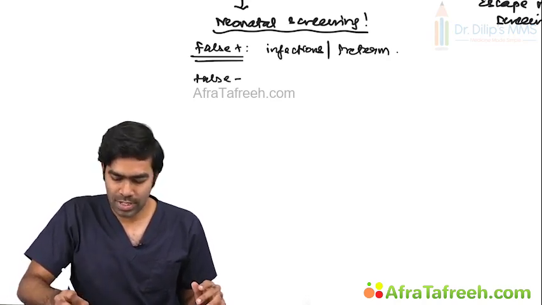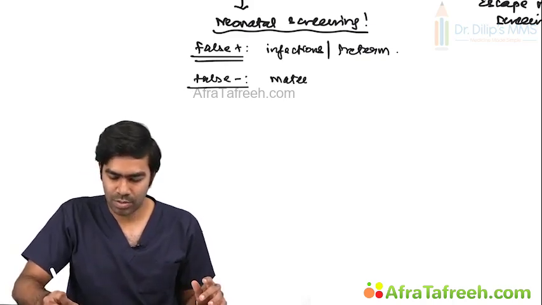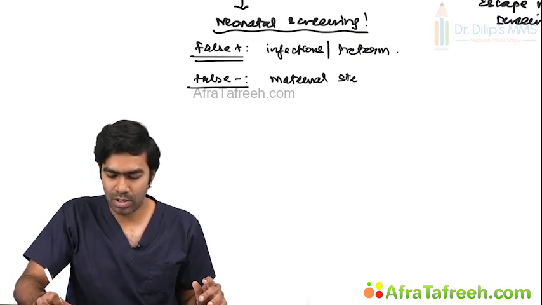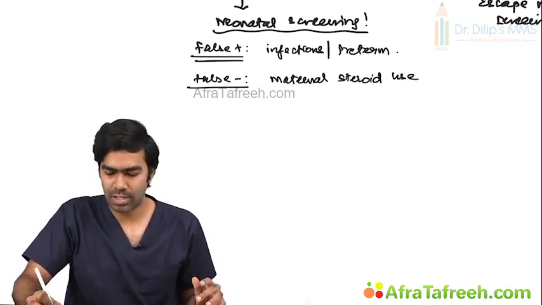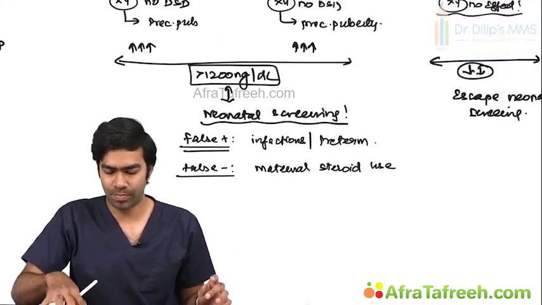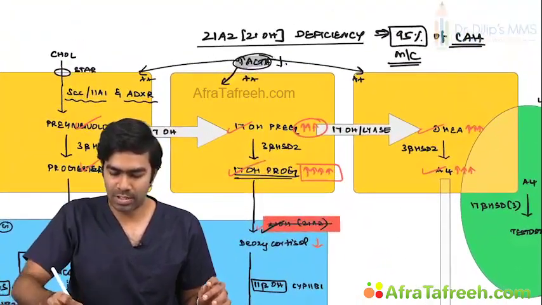Or you can get a false negative values. Very simple. If you have a maternal steroid use. If the mother is using steroid due to some other problem, like for example, an SLE patient, if there is a maternal steroid use, obviously you know this maternal steroid will suppress the ACTH.